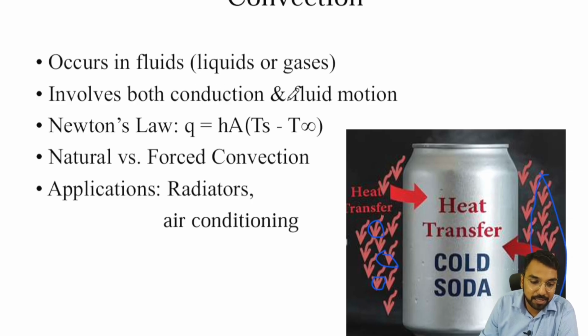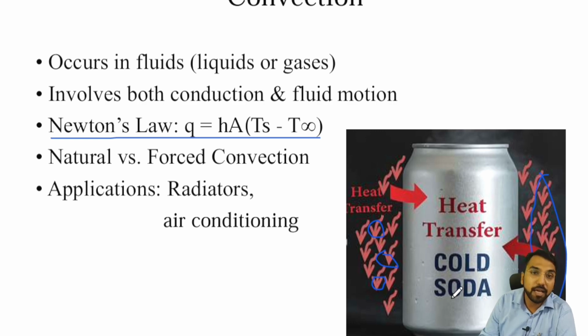So for convection heat transfer, we are going to see the governing equation as Newton's law, where Q is equal to hA(Ts minus T infinity). Q is the heat transfer, h is the convective heat transfer coefficient, A is the surface area, here of the soda can, Ts is the temperature of that surface, and T infinity is the surrounding air or surrounding fluid temperature.